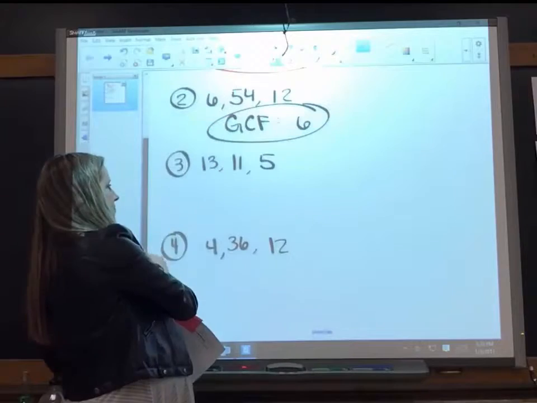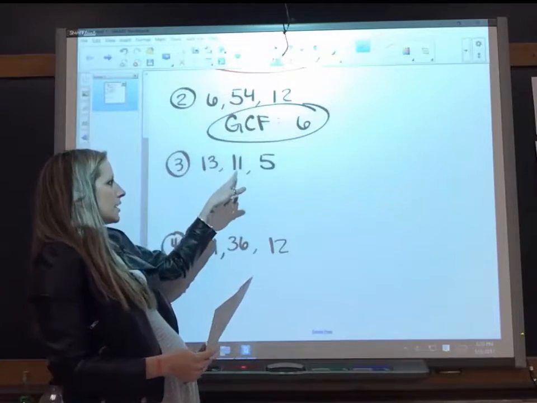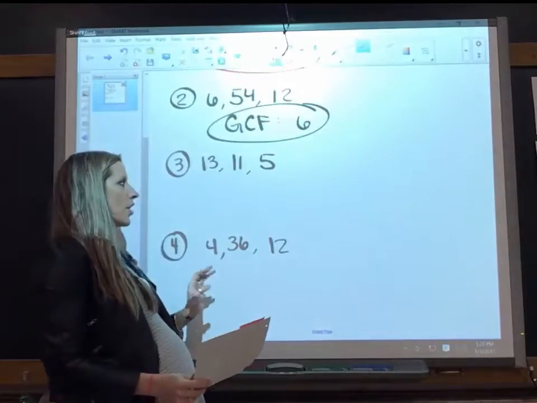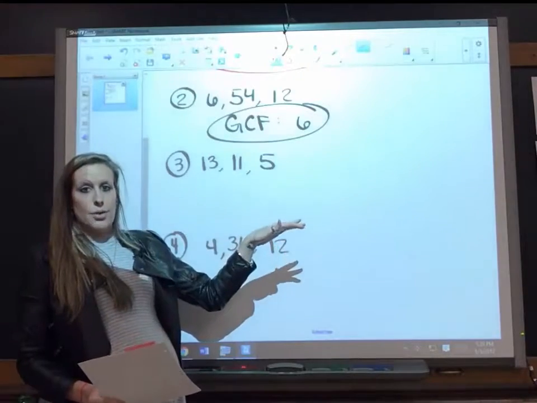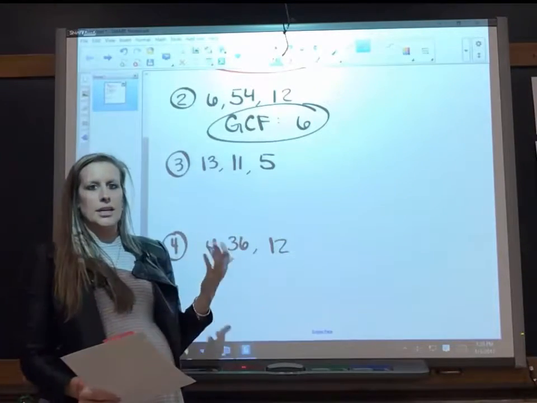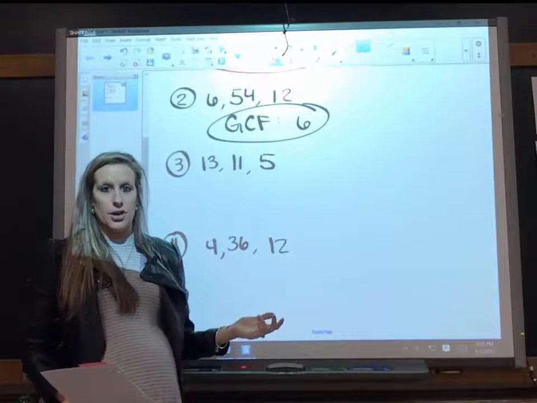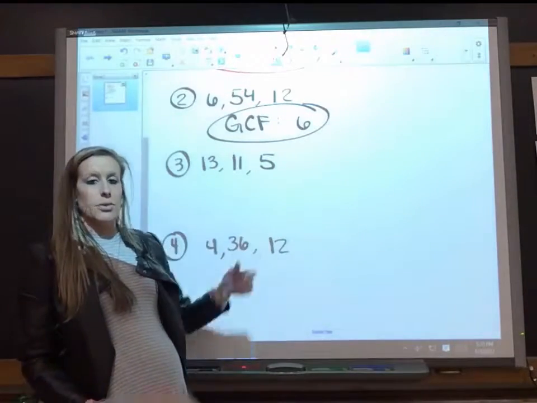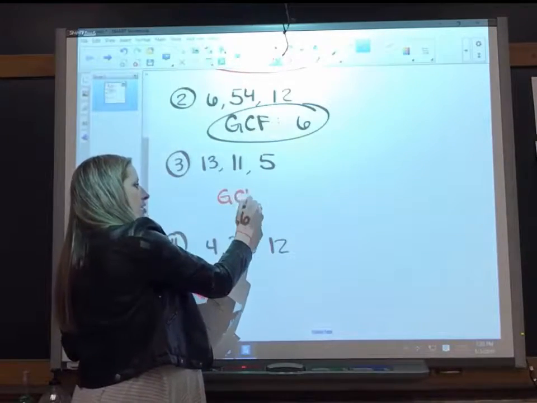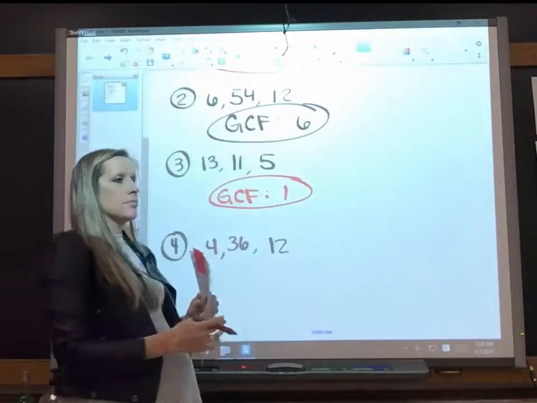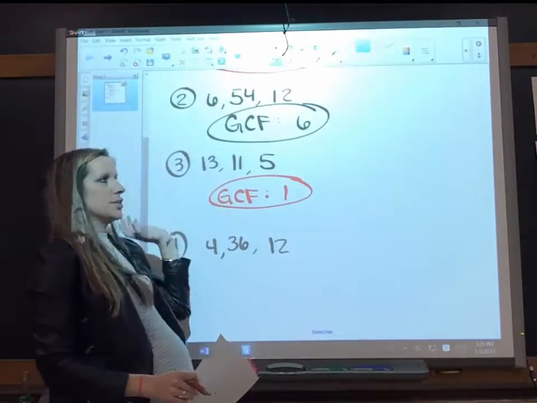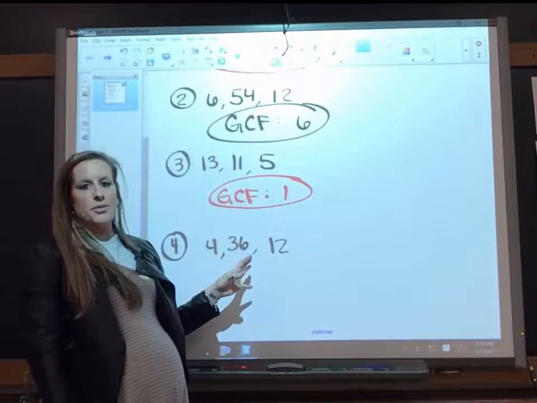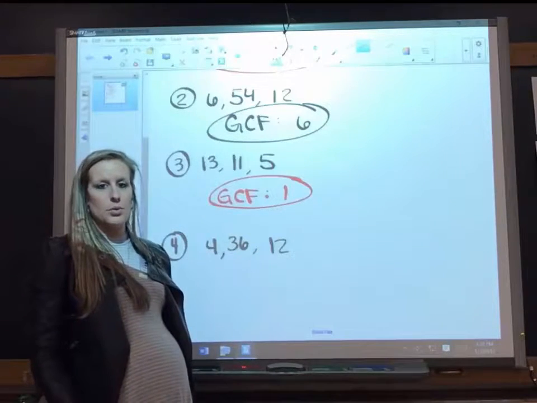Look at number 3. On number 3, we have 13, 11, and 5. And we want to find a number that goes into all 3. So you can do the calculator way if you want. If you're doing it in your head and you're trying to figure out what numbers will go into all 3, there's not a number that'll go into 13, 11, and 5, right? So we say the greatest common factor is 1, because 1 is the only number that'll go into every single number ever. So if you don't have a greatest common factor, it is 1. 1 will always go into anything.